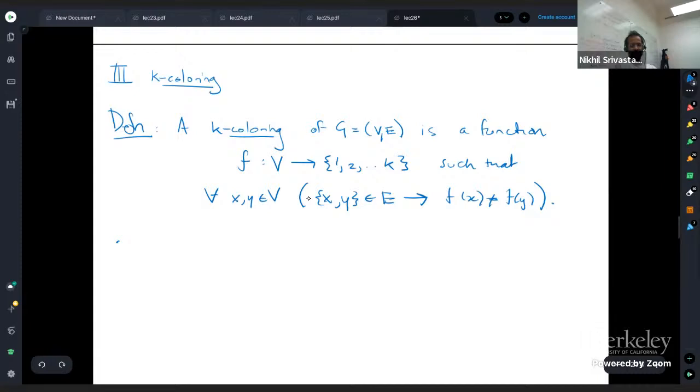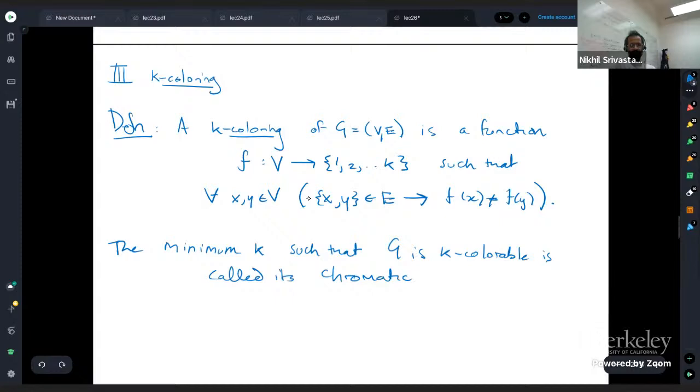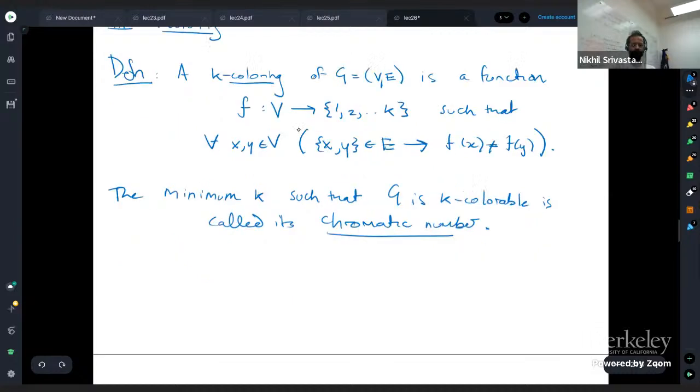Let's look at some examples. And okay, the minimum K such that G is K colorable is called its chromatic number. So let's look at some examples.